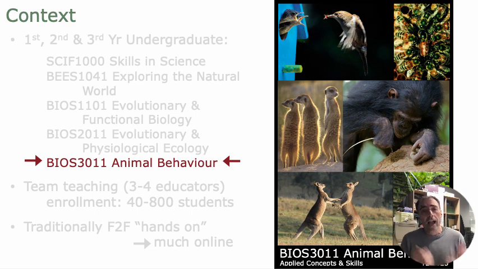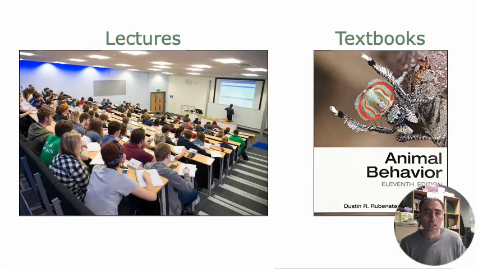So at UNSW, my bread and butter course is this animal behaviour course. It's a third year elective course. It's moderate size, ranging about 60 to 80 students. And this is where a lot of my energy goes when I'm teaching.